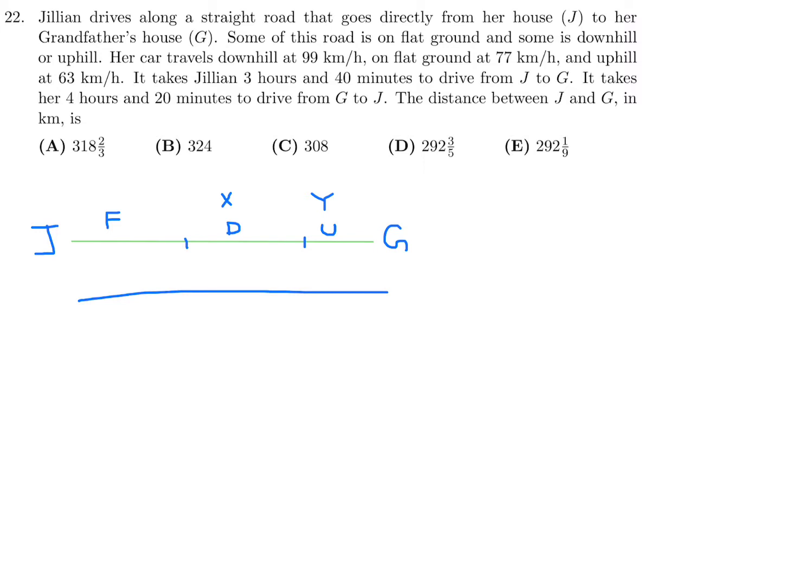But then when she's going back in this direction, this will be downhill and this X will be uphill, right? I mean, obviously. So let's look at this scenario first, and we will look at J to G. And of course, throughout this question, we're going to use that formula, speed is equal to distance over time, and any variation of that formula, such as time is equal to distance over speed.